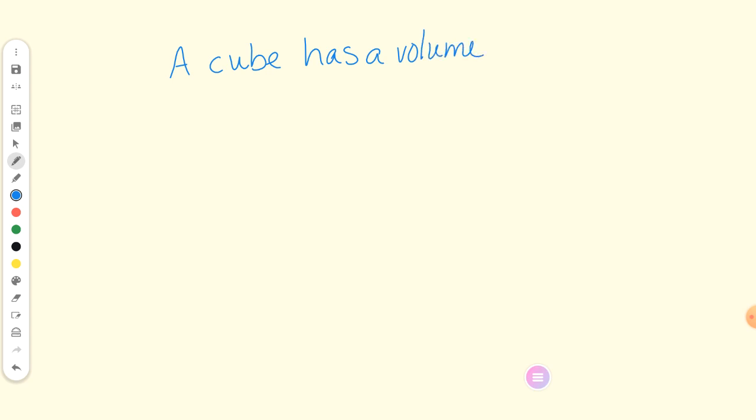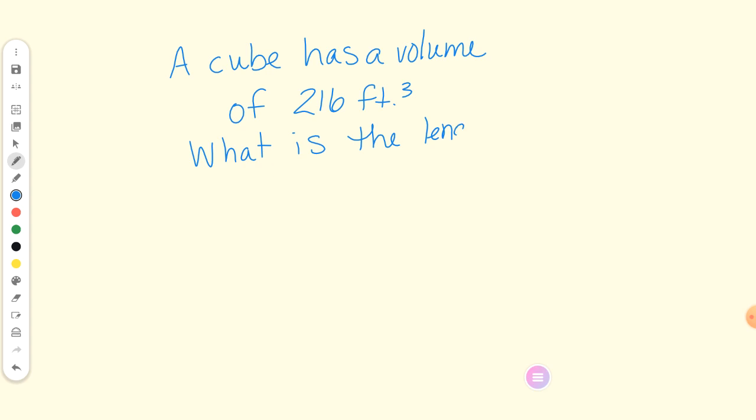A cube has a volume of 216 cubic feet. What is the length of one side? Okay, that's what kind of problem you're going to be working today. And again, we're going to do this one before I teach you anything.